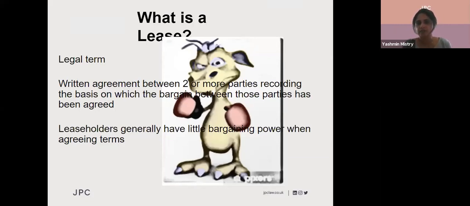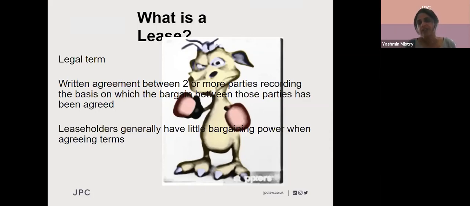So a lease is a legal term. It essentially records the agreement which has been reached between the parties. Normally, a lease can be drawn in 2 or 3 ways. The first way is the most simple way, which is between 2 parties, which is the landlord and the leaseholder. However, and probably most of the leases that you deal with out there, you have tripartite leases, and they are leases which are drawn between 2 or more parties. So in those kind of situations, it's normally the landlord, a management company, and the leaseholder who are party to those leases, and those leases are called tripartite leases.